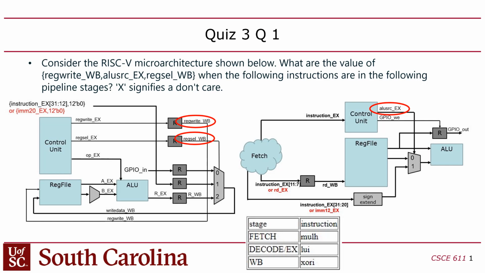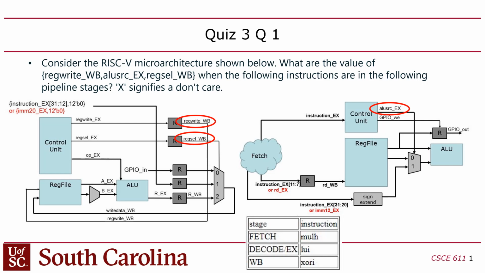So the question is, it's the EX stage, and LUI is the instruction that's in the EX stage. So what input into the ALU does LUI use? Well, it doesn't use either one, actually, right? Because LUI is just taking the immediate and sticking it in a register. There's no ALU operation associated with that instruction. The ALU is a don't care.